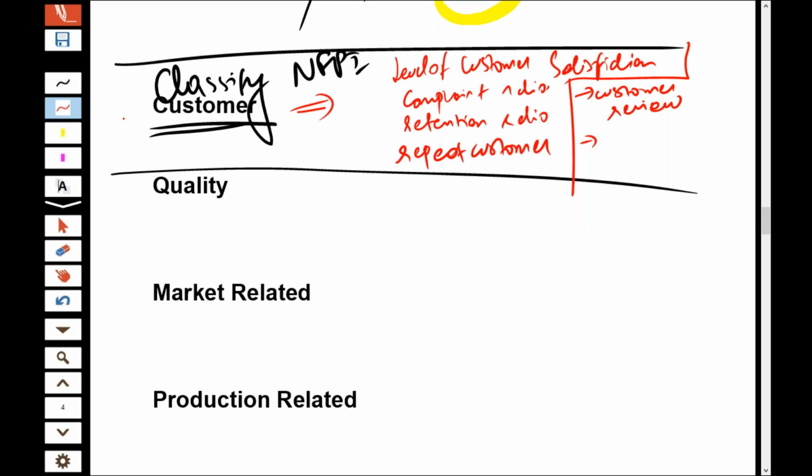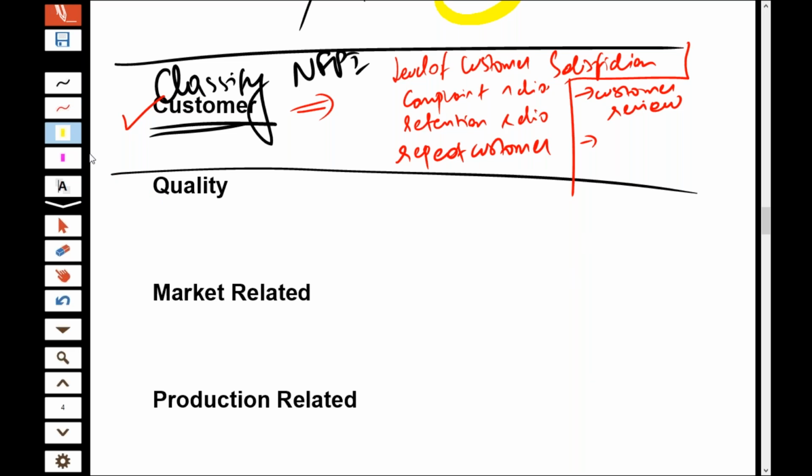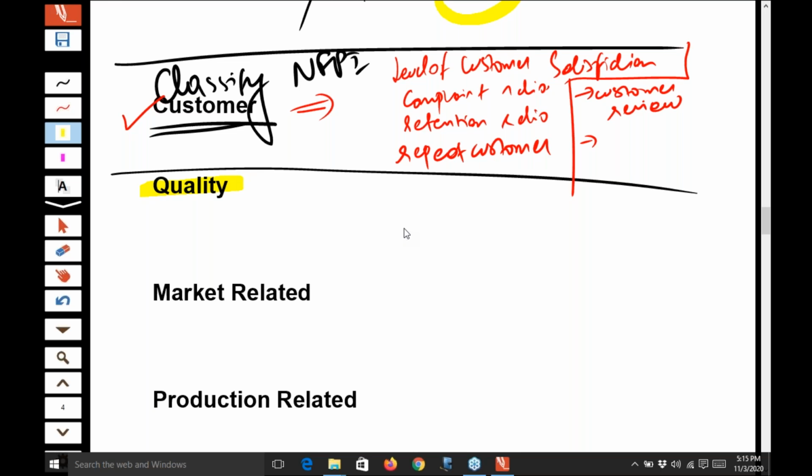So we have got an ample amount of customer related non-financial performance indicators. Let me repeat, we have got an ample amount of customer related non-financial performance indicators. Now let's move a bit forward and discuss further: quality. Can I have quality related performance indicators, performance measures?